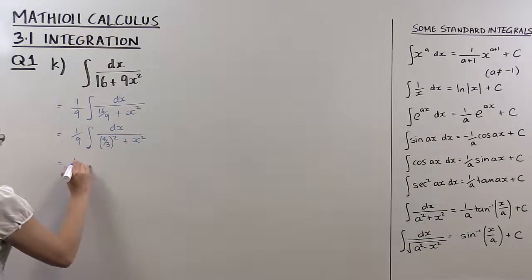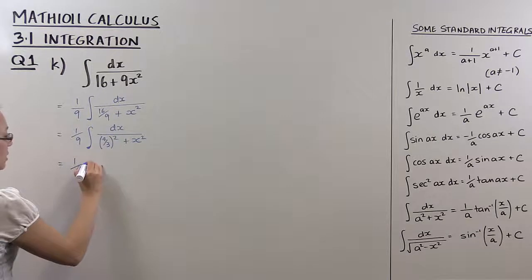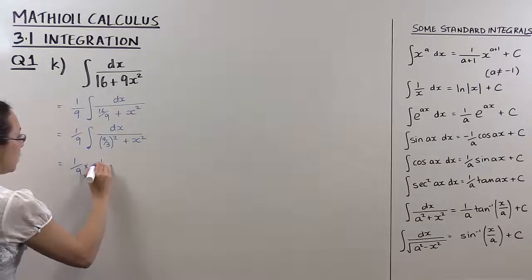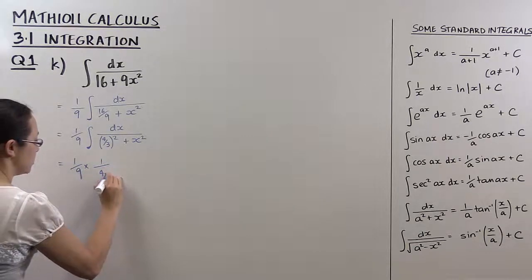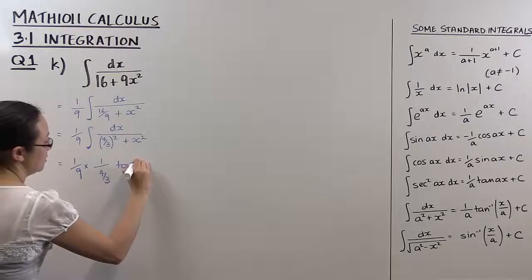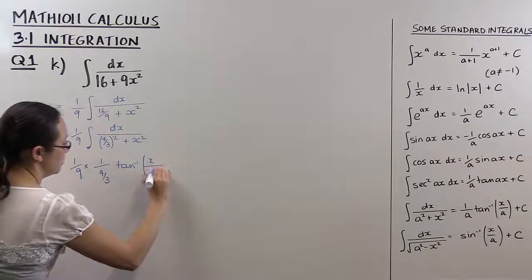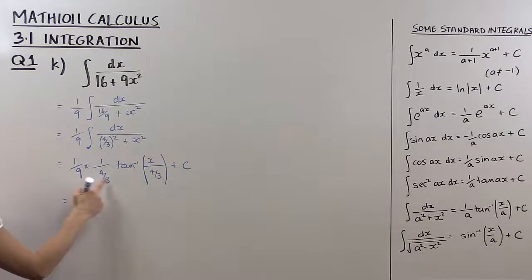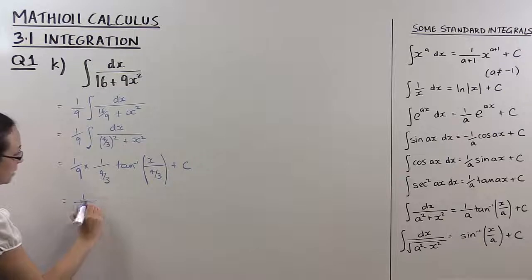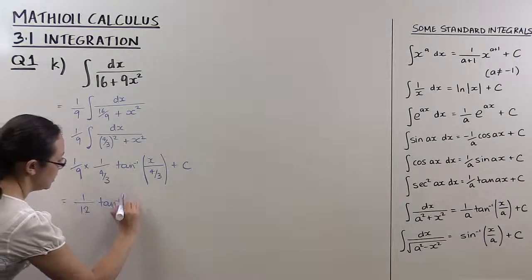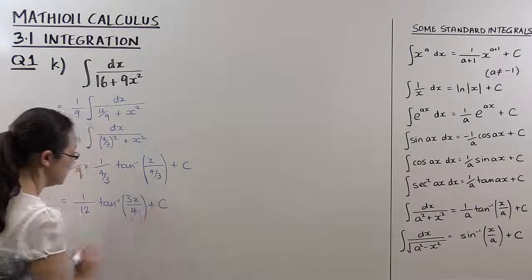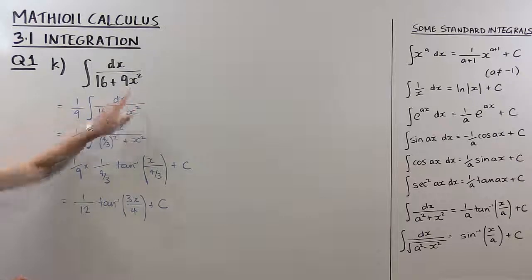So the 1/9 is out the front, and I know according to my standard integral page, the integral of this is 1 on a, so 1 on 4/3 inverse tan of x on 4/3 there, plus c. I can neaten that up because that's just a 1/12 out the front, and this is inverse tan of 3x over 4 here, plus c. So that's one way to deal with the fact that that was a 9x squared on the bottom.